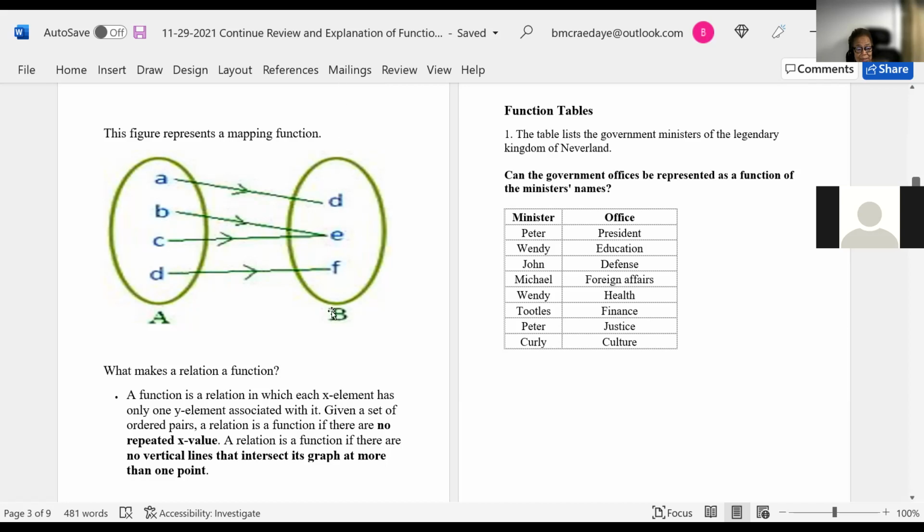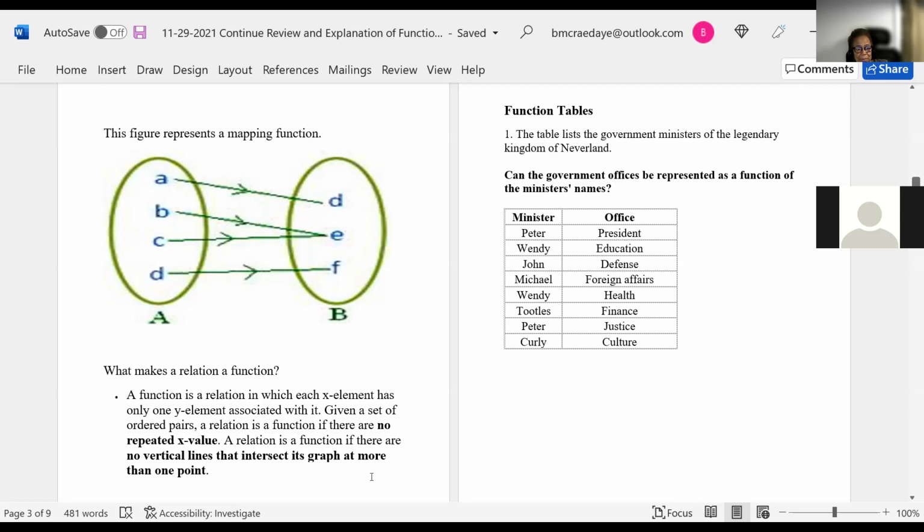Remember, this side, it's all right if we've got duplicates right here. Like B to E, C to E, okay? D to F. This represents a function because A, B, C, D only map to one in this one. In other words, B maps to E, but B doesn't map to anything else. C maps to E, C doesn't map to anything else. D maps to F, and A maps to D. So this represents a function.